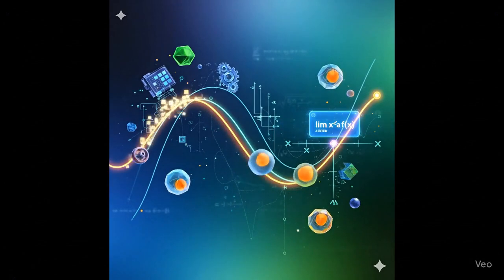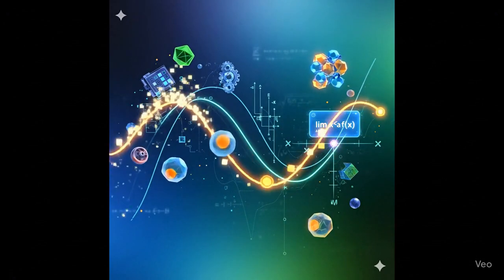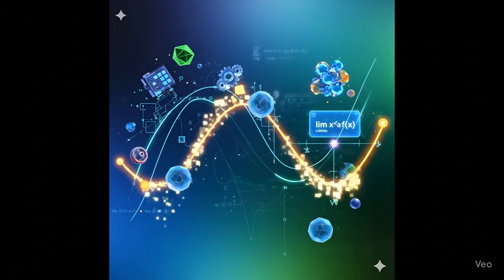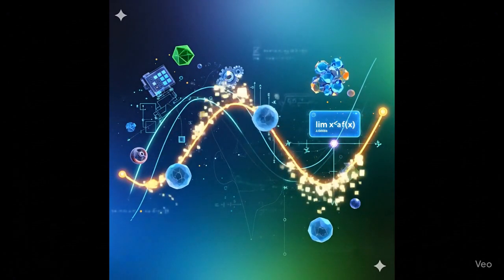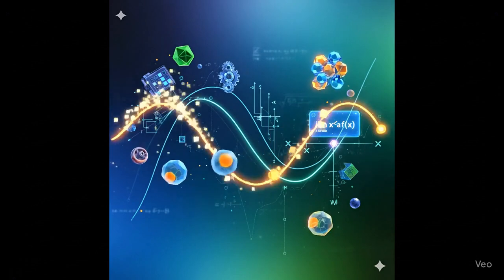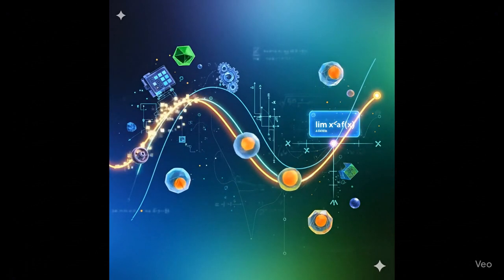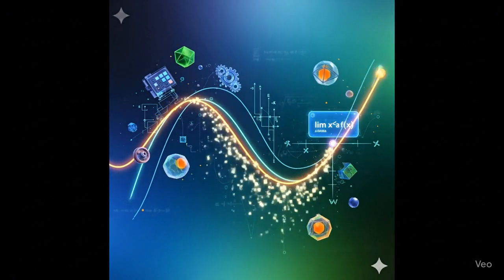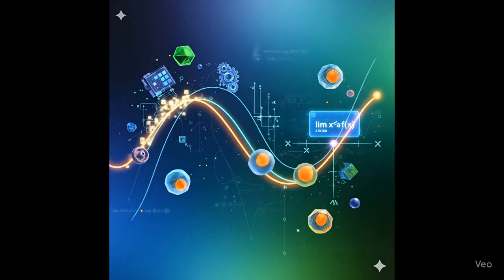Sign analysis it is. Let's test just to the right of 5. Pick x equals 5.001. Plug it in. 5.001 plus 2 over 5.001 minus 5 equals 7.001 over 0.001. That's positive divided by positive, so the result is positive. The function goes to plus infinity from the right.